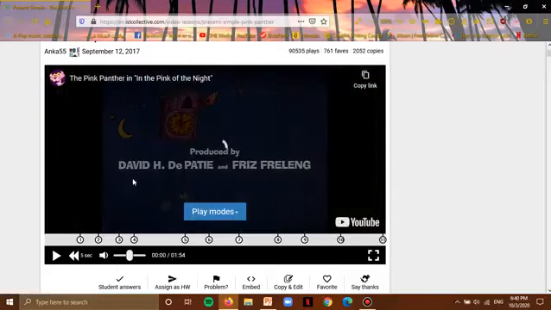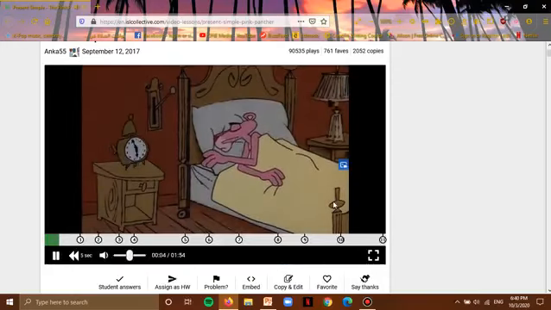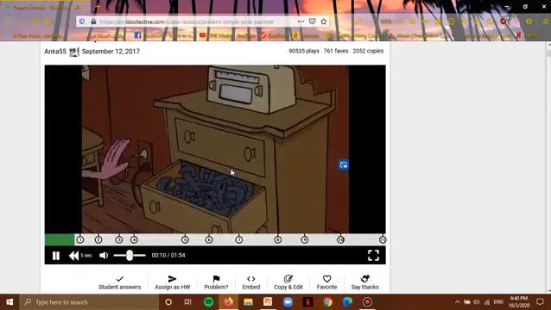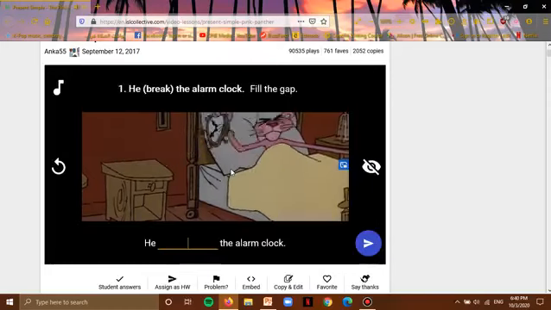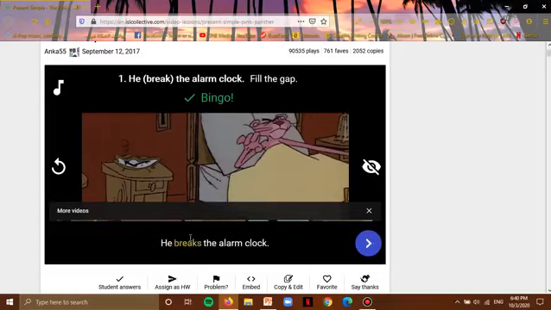So here I'm just going to solve the first one as an example. So he break the alarm clock. You have to fill in the blanks. So here the subject is he, right? And my verb is break. Does it end in any special letter? No. That we took in the spelling rules? No. So I simply add an S in the present simple. So he breaks the alarm clock.